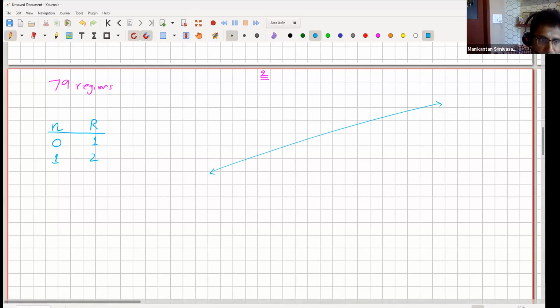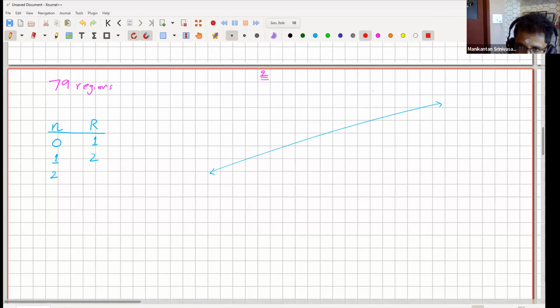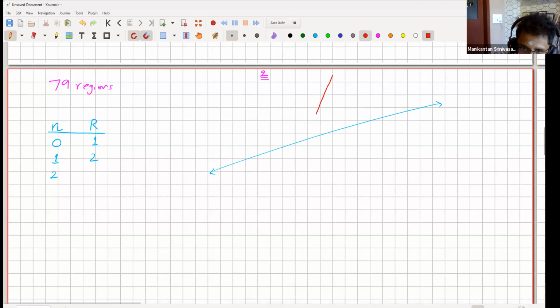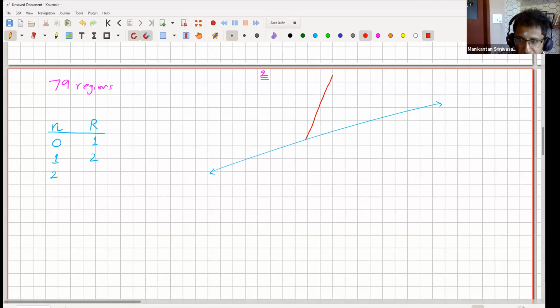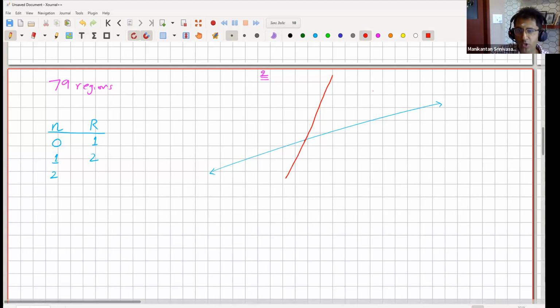Okay, now I introduce a second line. So when the second line comes, I'll just change the color. Just follow along so far. The line is coming from infinity. So far, it hasn't done anything. The moment it touches this, it's added one more region. Correct? It's added one more region. And then it exits out.